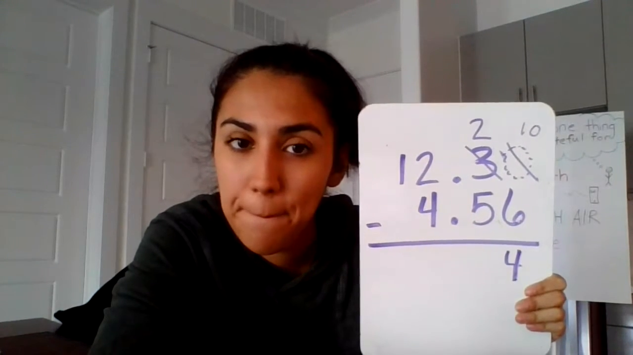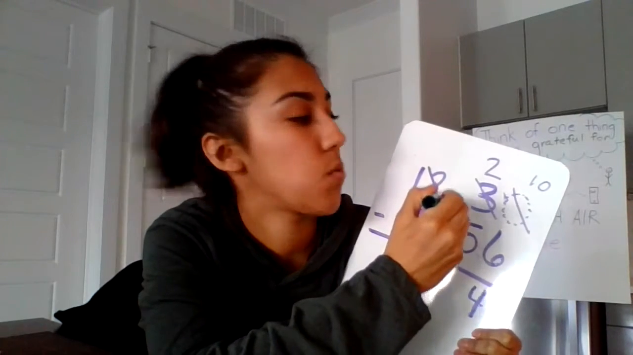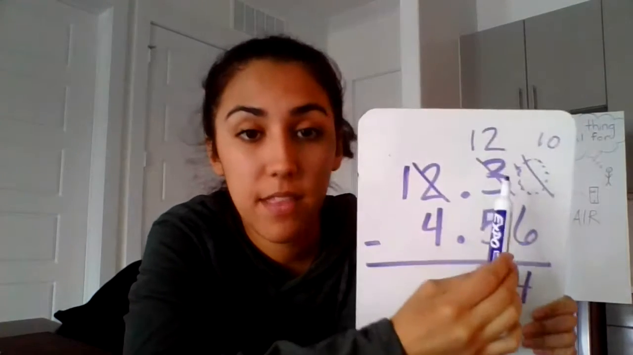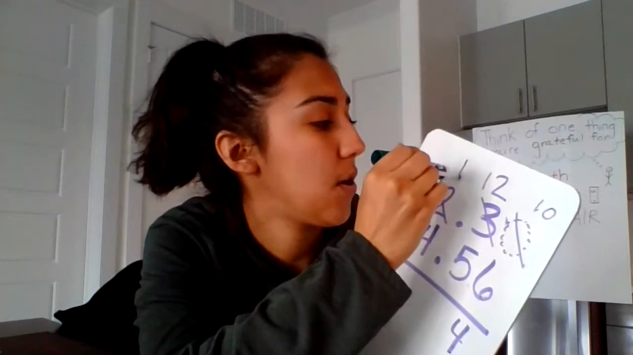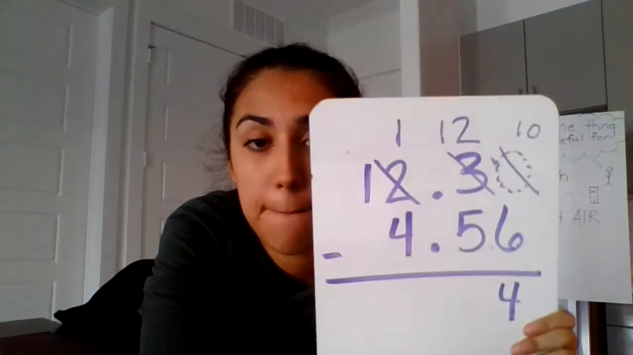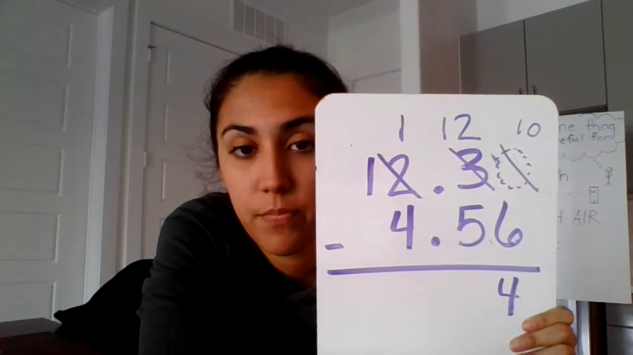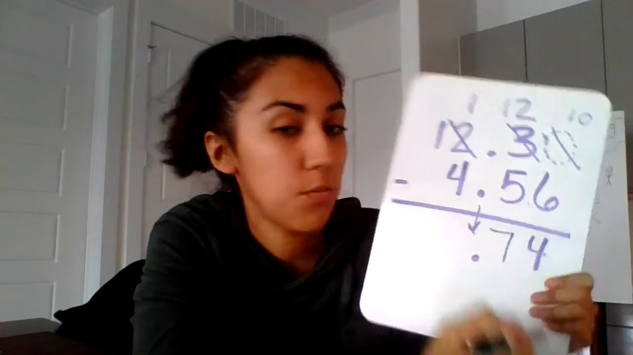Okay, so what about 2 minus 5? Can I do that? No, so I have to go to my neighbor, and they're going to give us 1. That's going to make that 2 into a 12, and this 2 into a 1. So what is 12 minus 5? 7. Drop my decimal down.